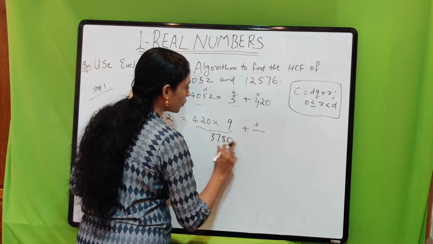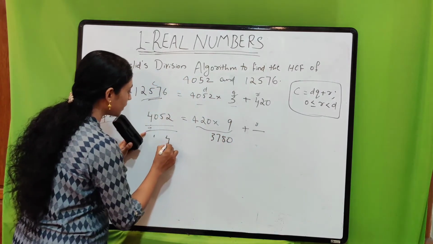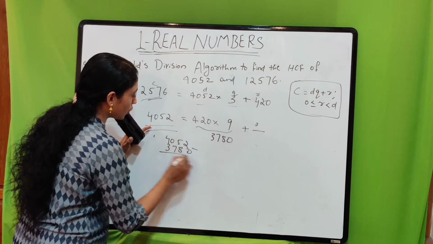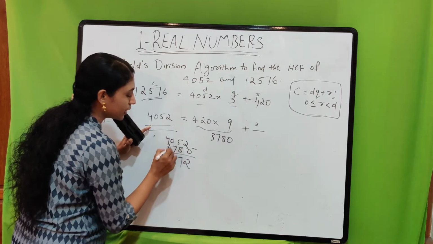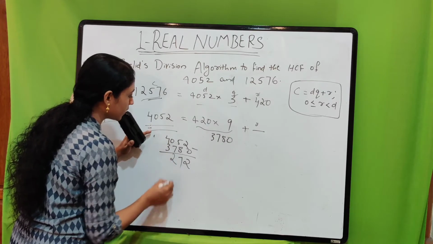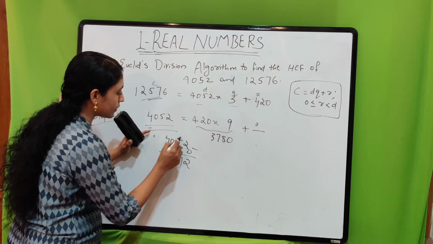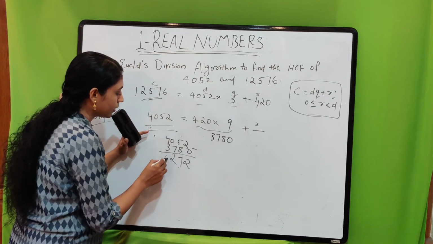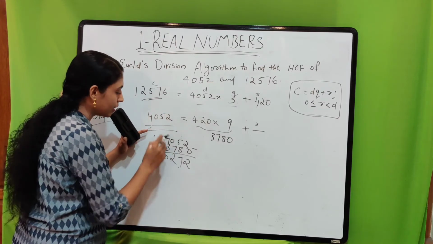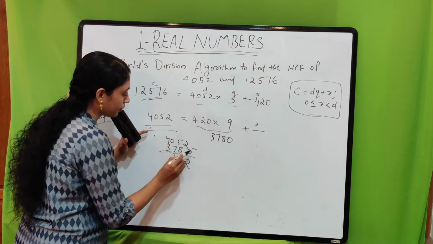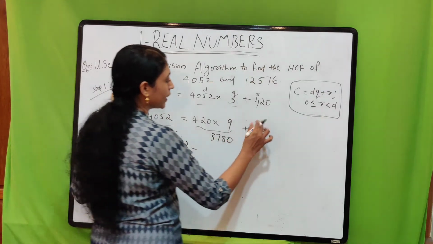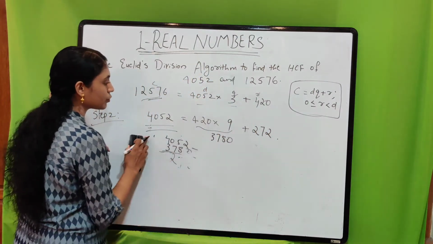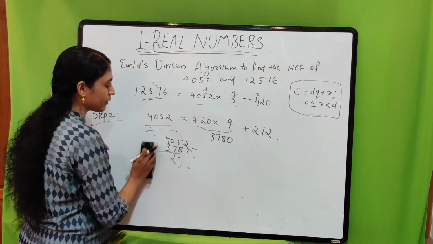3780. So what is the number here? How we can find it out? 4052 minus 3780. 2 minus 0 is 2. 15 minus 8, 7, with a borrow. Then 9 minus 7 is 2. Then 3 minus 3, 0. So here we can write 272. Understood? So 4052 is equal to 420 into 9 plus 272.